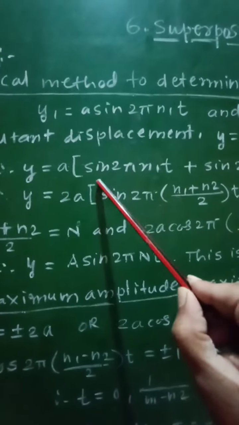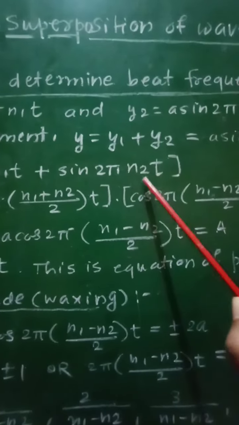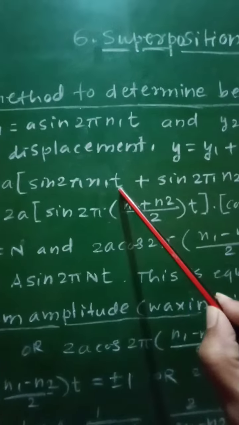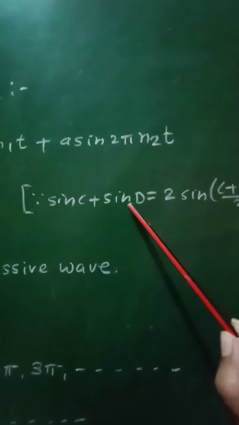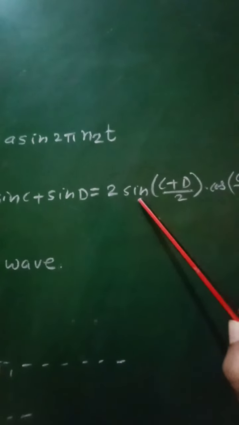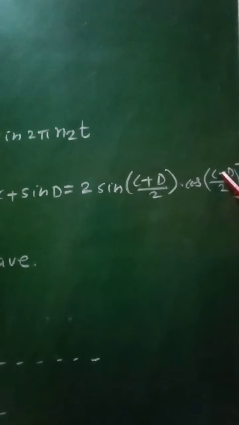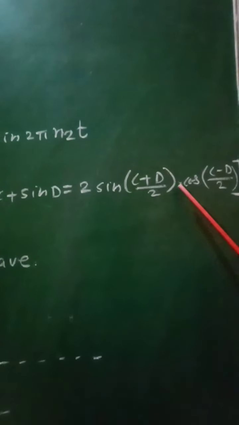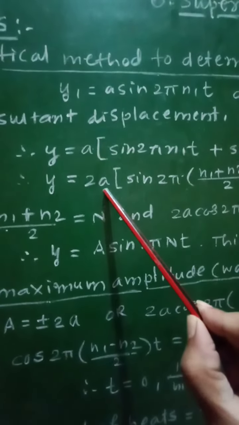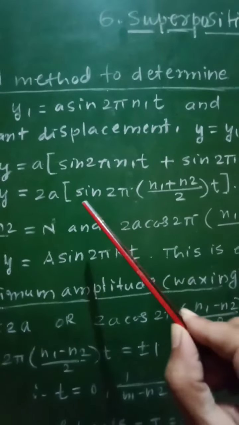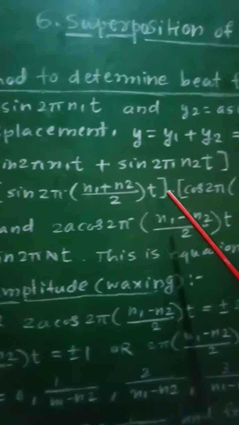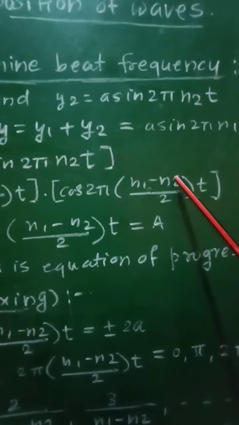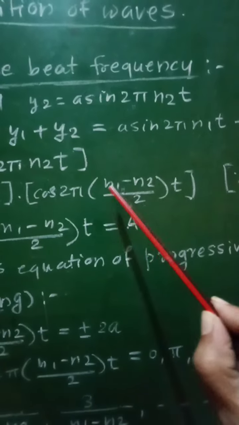Now this will be treated as sin C and this as sin D, and therefore by using the formula sin C plus sin D equals 2 sin (C plus D)/2 into cos (C minus D)/2, we get y equal to 2a into sin 2 pi (n1 plus n2)/2 into t, into cos 2 pi (n1 minus n2)/2 into t.